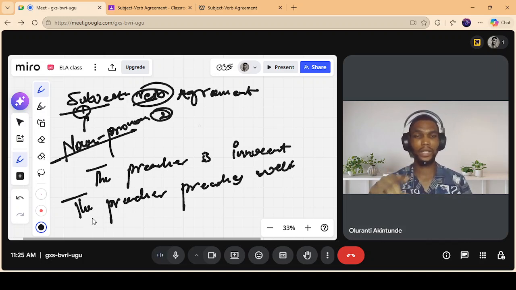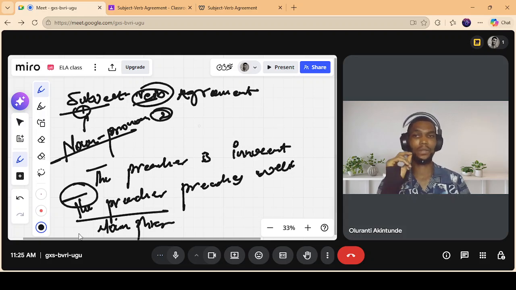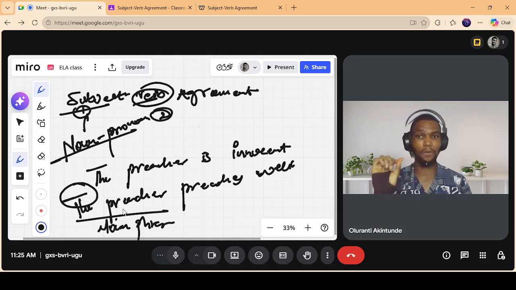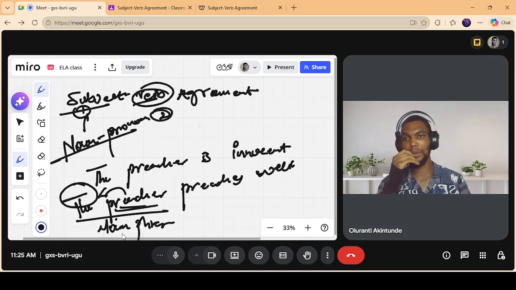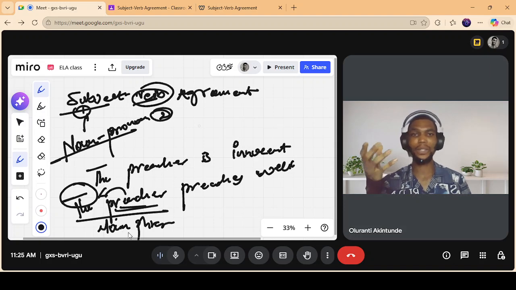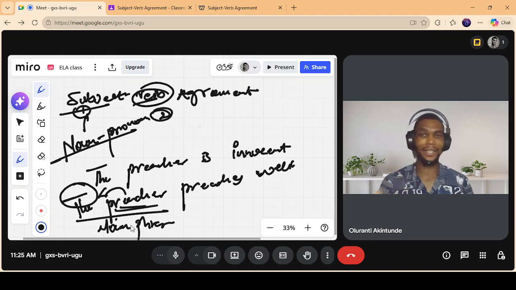Now the subject in this sentence is the preacher, right? Which is a noun phrase because of the determiner the, right? But then the noun itself is preacher, right? So because it is preceded by the antecedent the, we call it a noun phrase. But alone, preacher alone is a noun, right? A common noun. Now, so like we said, this is the noun, which is also the subject.